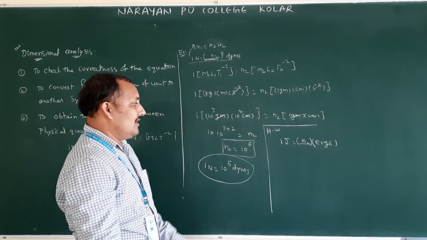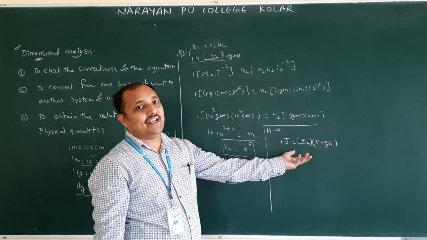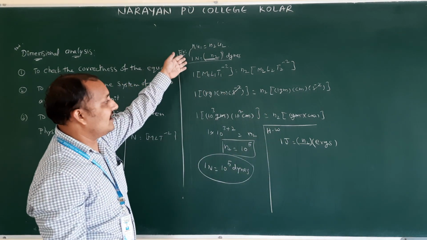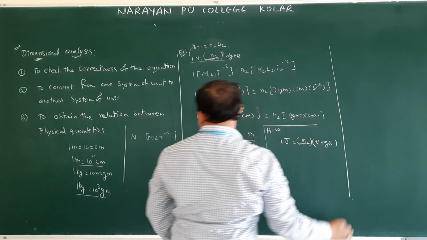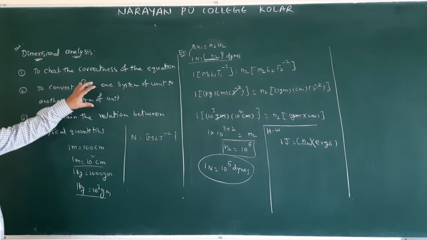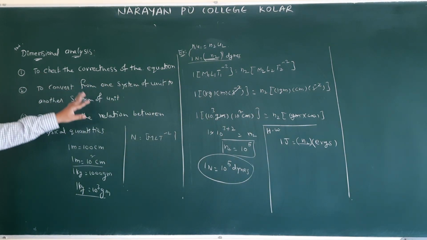How much you got, you can check. If you have taken this one, you can take it as the second example. Otherwise, you can write this example. Okay, the example for the second application is over: how to convert from one system of unit to another system of unit.